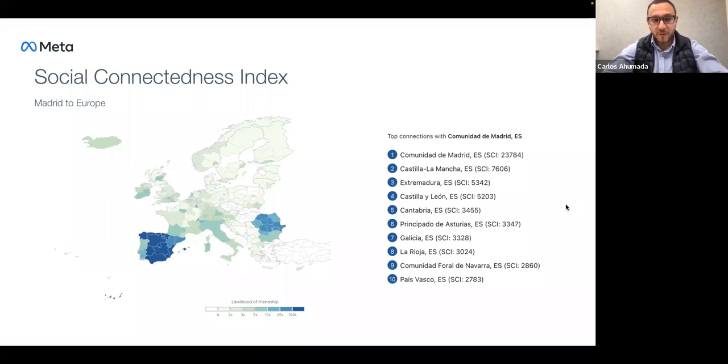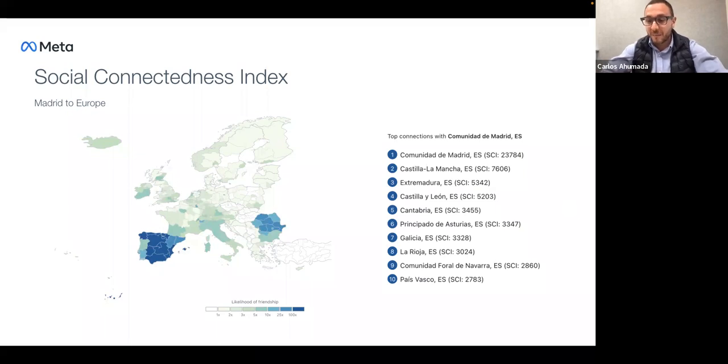The third map that I want to show you is the one that we have on screen right now. It's the Social Connectedness Index. The Social Connectedness Index measures how digitally connected two geographical areas are, based on Facebook friendship ties. So here you see how well connected Madrid is to the rest of Europe. We have the Social Connectedness Index at national level, so you can see how Spain, for example, is connected to other countries around the world, but also how sub-administrative areas within Spain are connected to other sub-administrative areas across the world.